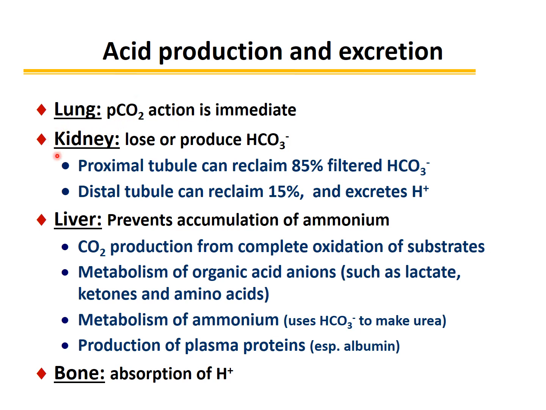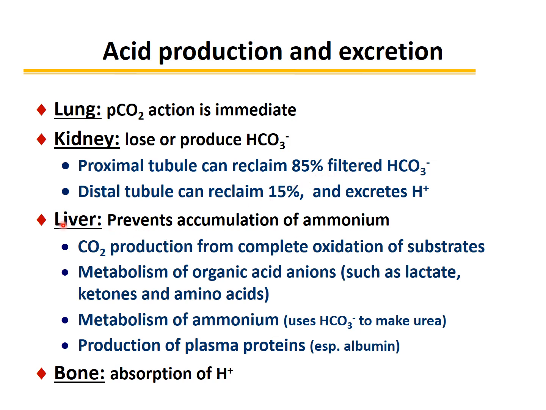Another one is the kidney. The kidney is capable of losing or producing bicarbonate. The proximal tubules can reclaim or reabsorb about 85% of the filtered bicarbonate, while the distal tubule can reclaim the remaining 15%. And in the distal tubules, we can excrete the hydrogen. So this way the kidney is going to regulate the acid-base balance very nicely by excreting hydrogen or making bicarbonate, or regulating the bicarbonate production and excretion.